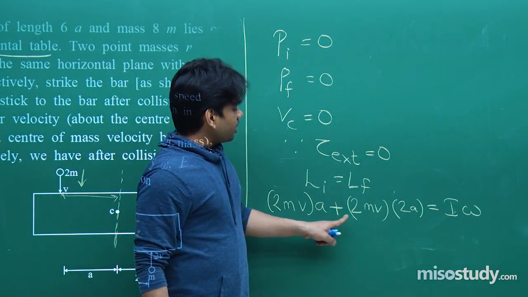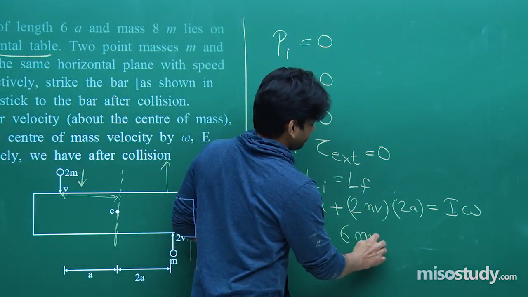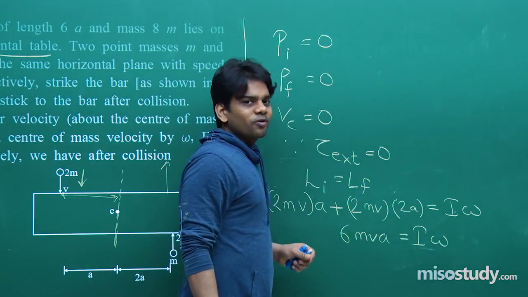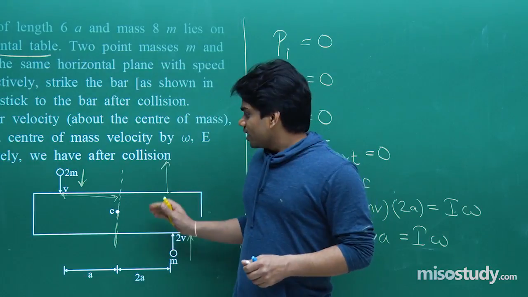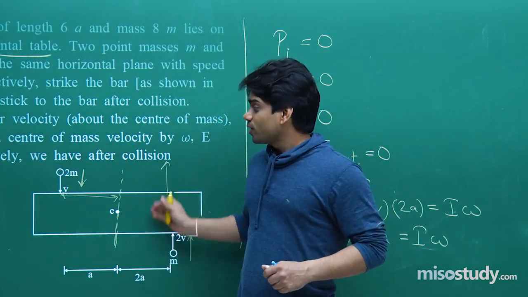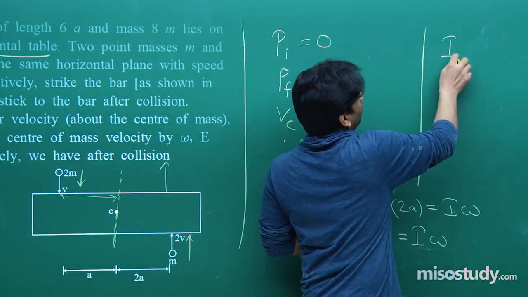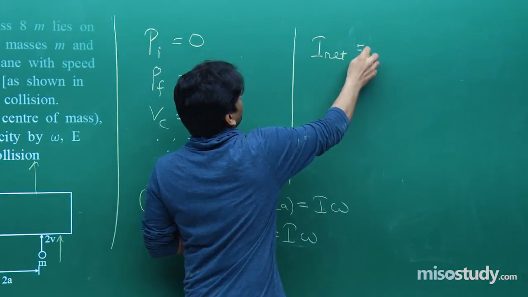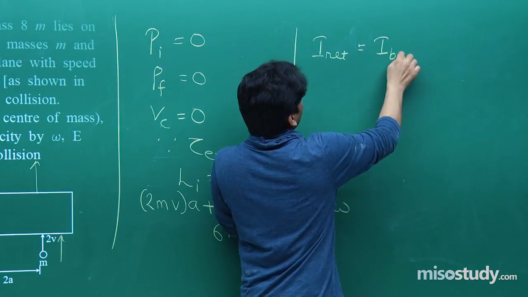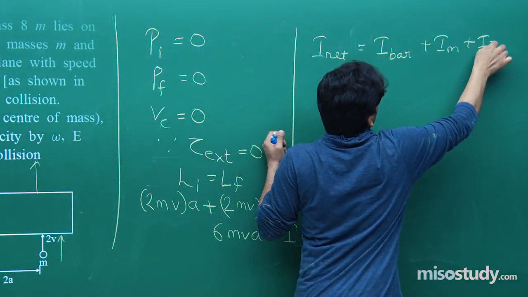2 mva plus 4 mva will give you 6 mva, which is equal to I into omega. Now what about the moment of inertia I? This is the plank, it's rotating. If I talk about the moment of inertia of the entire system, I of the entire system will be I due to the plank, given as a uniform bar, I bar, plus I due to mass m plus I due to mass 2m.